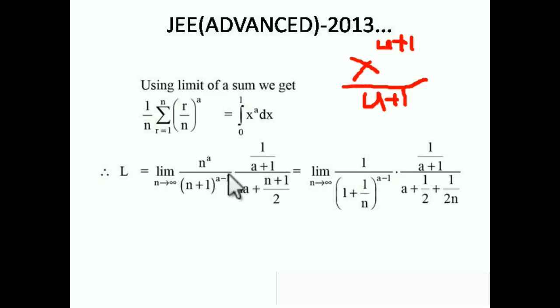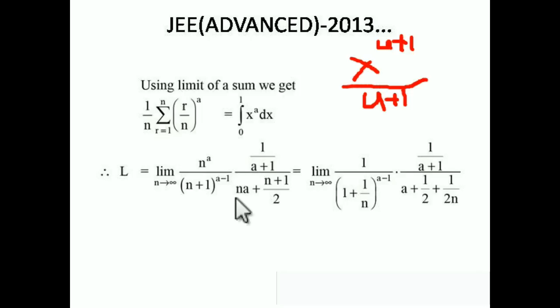Okay, understood? n raised to a, n plus 1 by 2 as it is. Now this n raised to a, divide both the terms by n raised to a. So it becomes 1 here. If I divide by n raised to a here, I am going to divide it by n raised to a here. So it becomes 1 plus 1 by n whole raised to a minus 1.